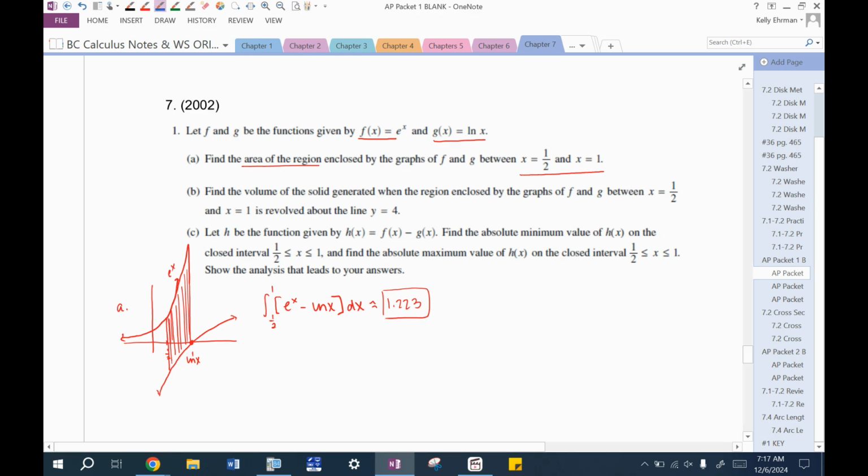Part B, that's all we had to do for part A. Part B says find the volume of the solid generated when the region enclosed by the graphs of f and g between 1/2 and 1 is revolved about the line y equals 4. So the line y equals 4 is higher than this point, right? Because when you plug in 1 to e to the x, you get e. Remember, e is like 2.7182, et cetera. So 4 is up here. So let's go ahead and sketch this graph.